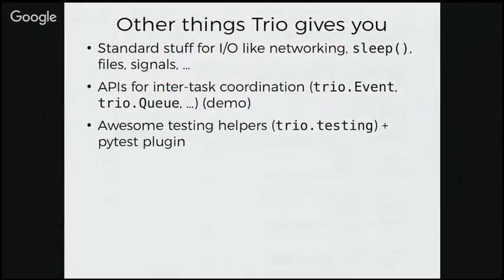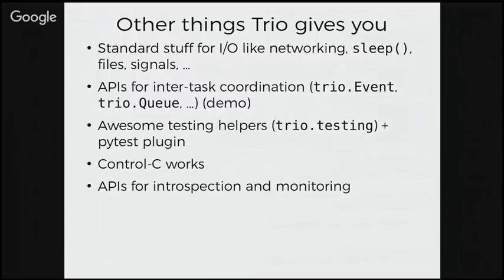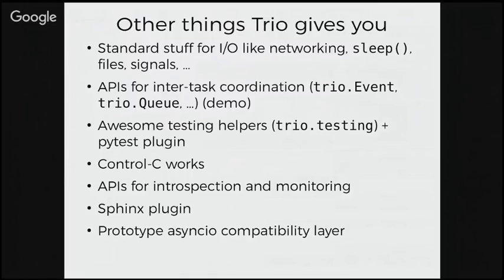We have some really lovely testing stuff I wish I could tell you more about, like magic clocks that let you run timeout tests really quickly, stuff like that. Control C works. This sounds kind of trivial, but it's the only Python concurrency library where this is true. It just does what you'd expect. We don't mention it in the docs, but that's not true for anyone else. We consider introspection and monitoring to be first-class things. So there are hooks to see if your event loop's working right. We help you with your docs. There's some prototype compatibility layers so you can use asyncio libraries.